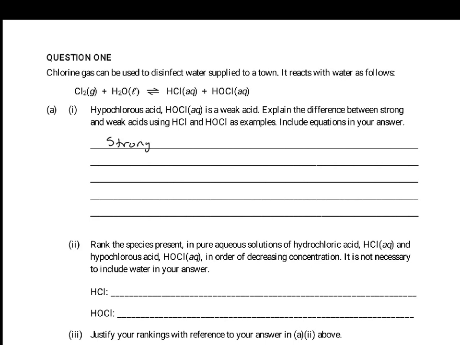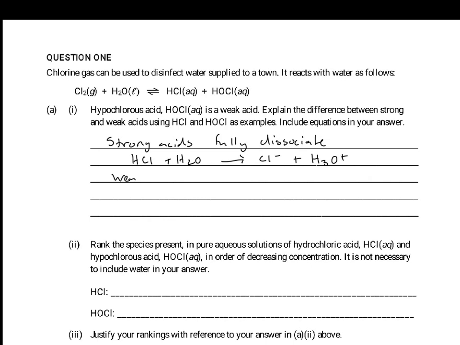Strong acids fully dissociate in water, which means they fully break apart. Every single acid that you put into water will break apart. So with HCl as an example, we use a full arrow to represent this. Every single HCl that we stick in water will break apart into a chloride ion and a hydronium ion.